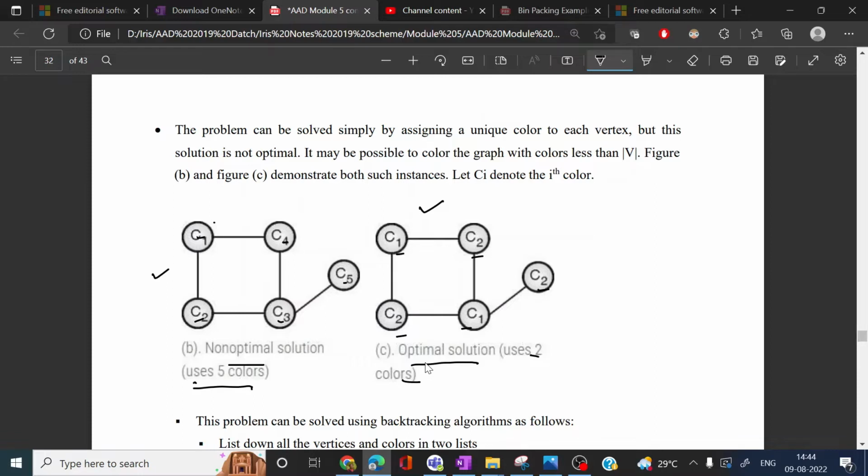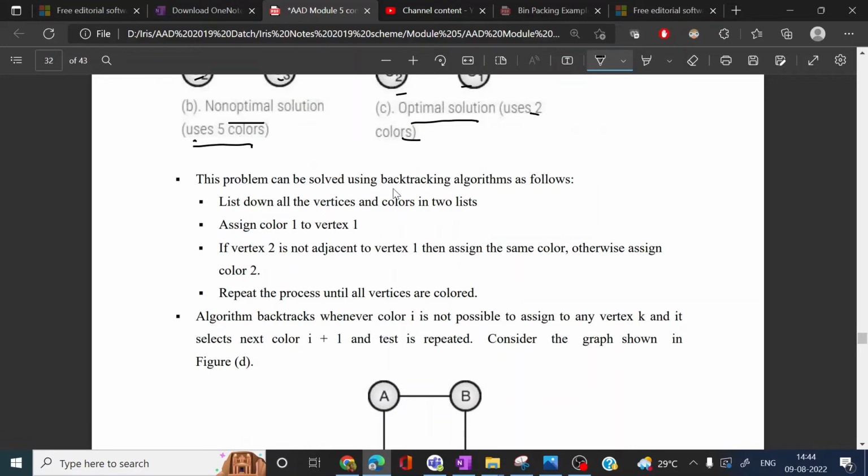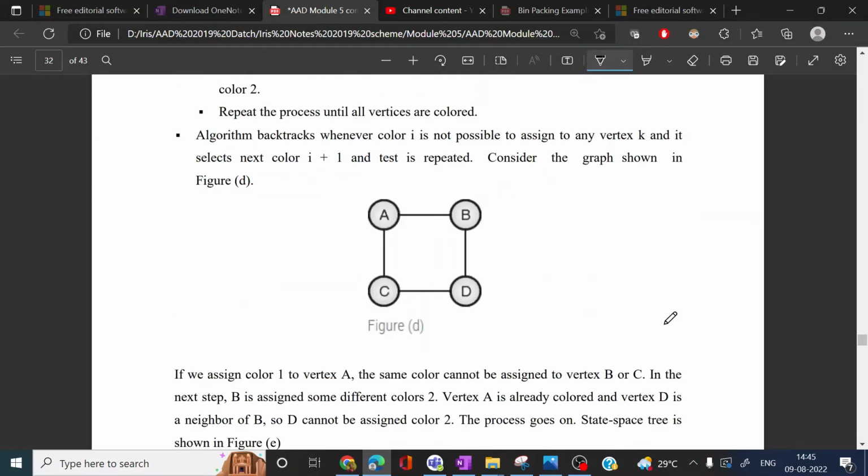This graph coloring problem can be solved using different approaches. One approach is the greedy technique, another approach is the backtracking method. To find the exact solution for the graph coloring problem, we can use the backtracking algorithm. But this will take exponential time. That is why we are going for approximate algorithms. But before that, we can see how this graph coloring problem is solved using backtracking.